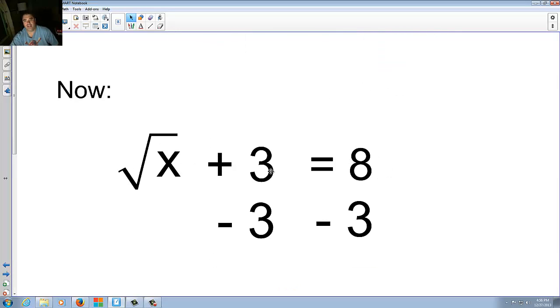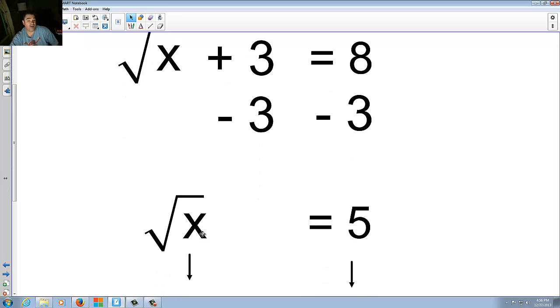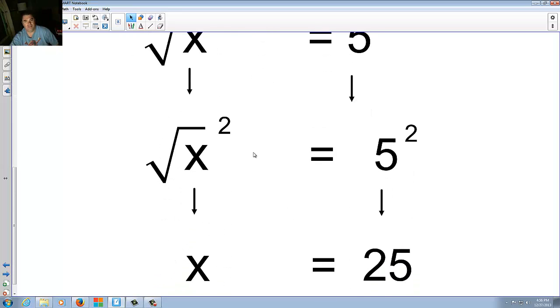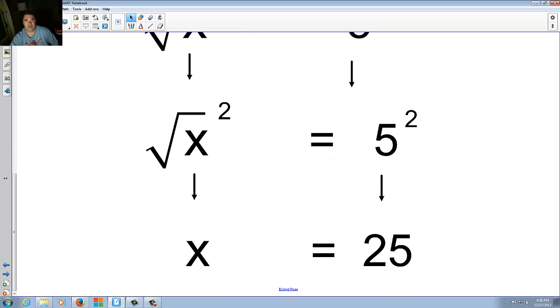Now, square root of x plus 3 equals 8, minus 3 to both sides. Square root of x equals 5. Now to find the root of x, square, square. Go ahead, square both sides, x equals 25.